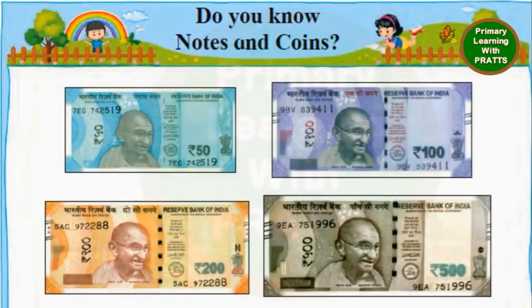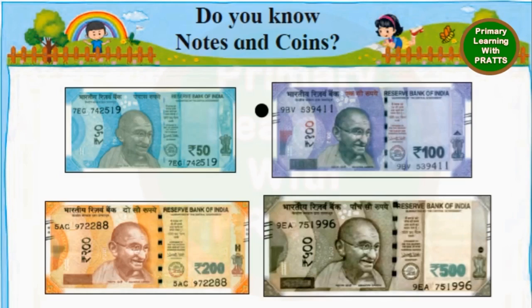Today we will be doing our maths textbook page 56, which is Do You Know Notes and Coins. Now notes and coins are called currency and they together have different denominations. So notes and coins are denominations in a given currency. So in this lesson we will learn how to add different denominations to get the total of rupees 100 and how to break down rupees 100 into smaller denominations.